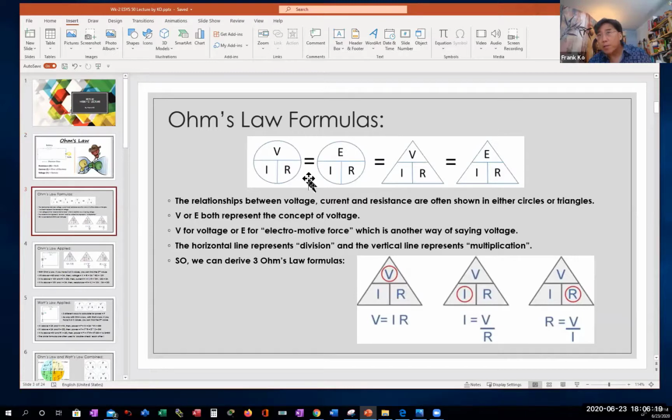In some instances the formulas are shown in the form of circles, in some instances they're shown in the form of triangles. It doesn't matter which geometric shape is used, the mathematical relationships between the quantities in the circle are absolute. That's why it's called a law. It's not a hypothesis, it's not a theory, it is a law, it's absolute. So let's take a look at this very first circle.